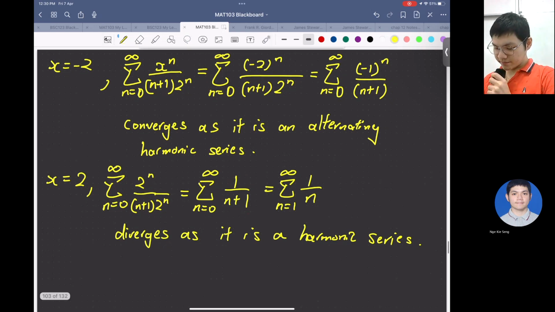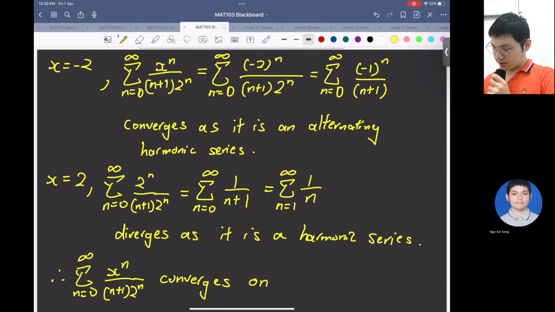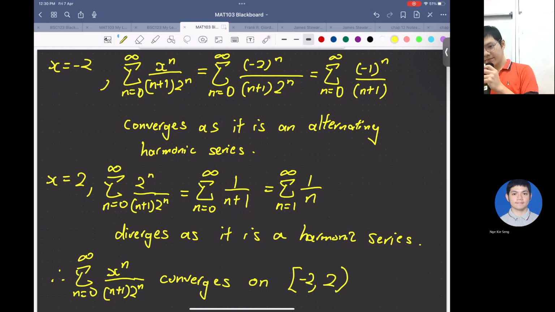So all together, what do we get? The original series converges when x is between -2 and 2, but not including 2. Usually the ratio test gives you the interval, and then you need to check the endpoints, because when the ratio is equal to 1, it is inconclusive. You need to check. Any question? No?